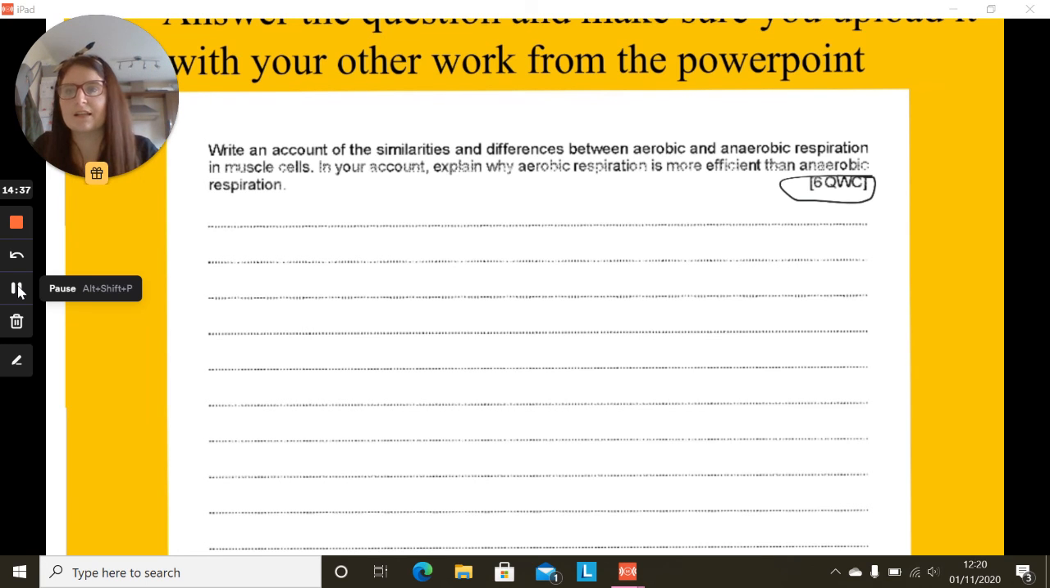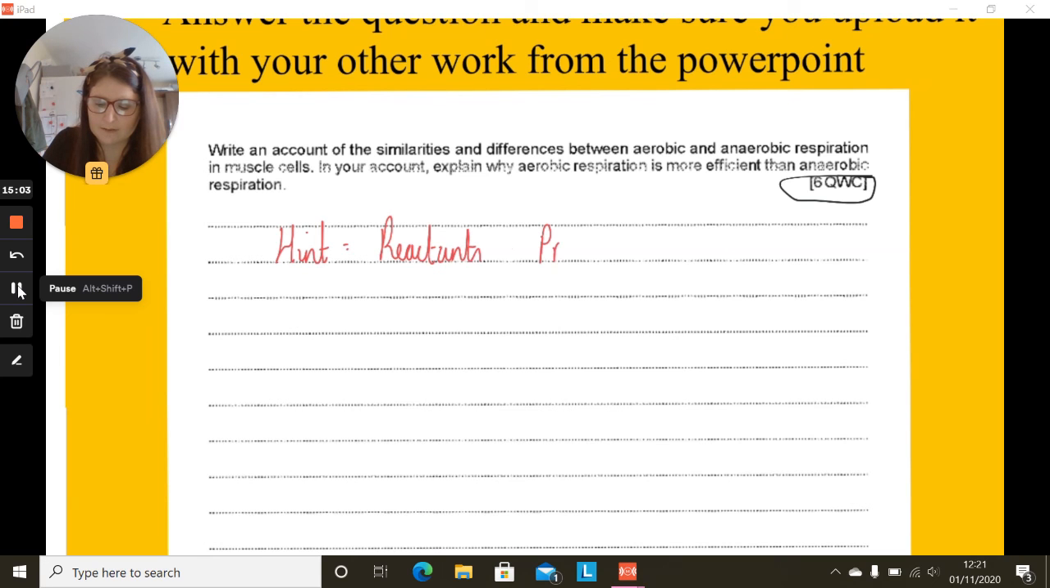I would like it written as you would write a 6-mark question. I don't want to see bullet points. I want full sentences, I want a proper written extended answer. If you are stuck, I will give you a hint quickly. When we are looking at this question, look at first of all the reactants and the products of respiration, and we should be okay to answer the question.